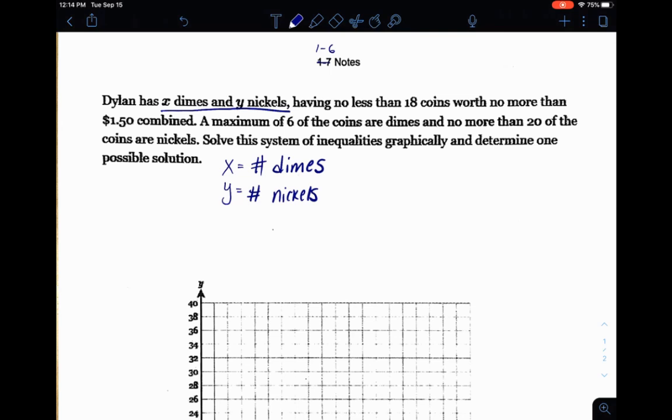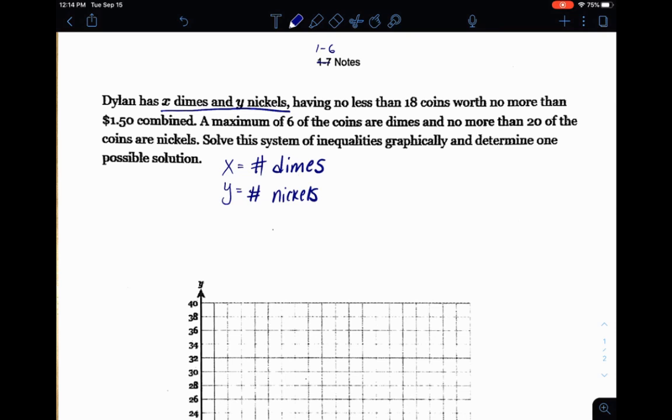It is important that you define your variables. A lot of times where people run into trouble with getting things wrong is they'll write all these equations and the equations are great and they'll solve it fine, and then they mix up the two things they're talking about because they didn't define their variables. They might think that X is talking about nickels and Y is talking about dimes. So define them early on so that you know exactly what it is that you're writing.